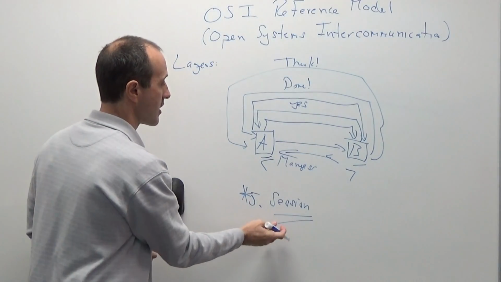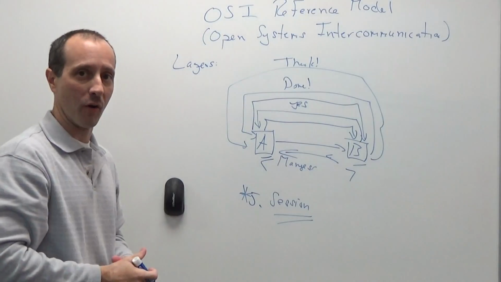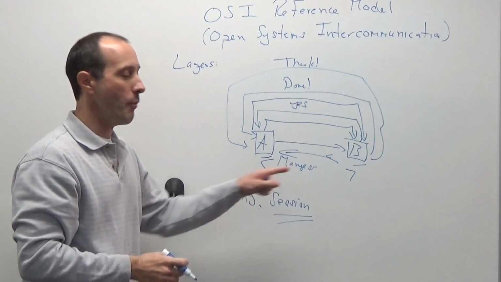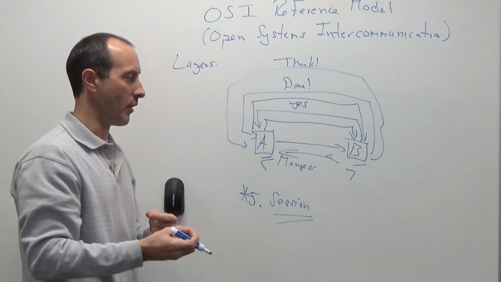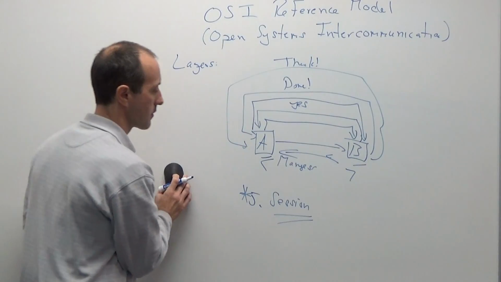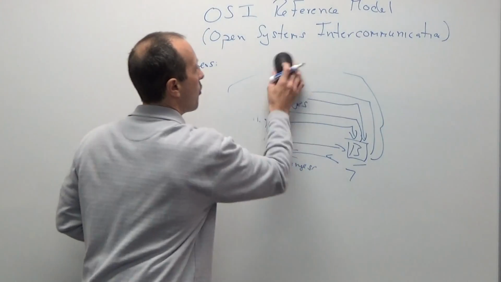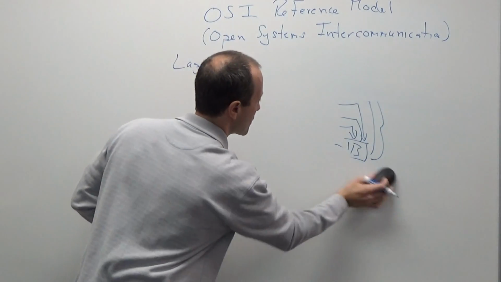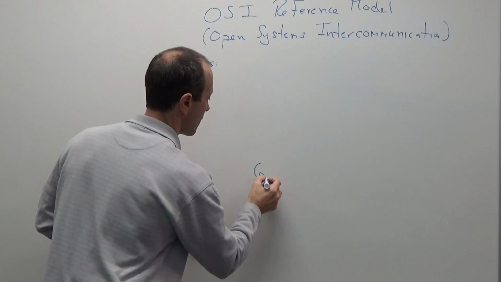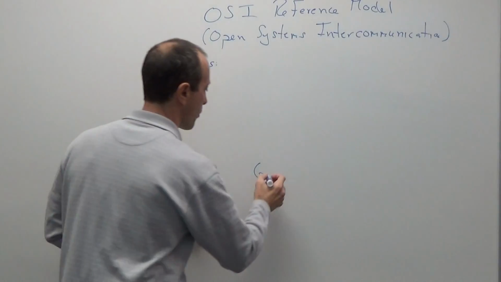So, the session layer of the reference model opens up communication between two devices, manages the communication between those two devices, and then terminates the communication between those two devices. And that's what you'll need to know for certification examination. Let's go up one more layer. Layer 6, we have presentation.